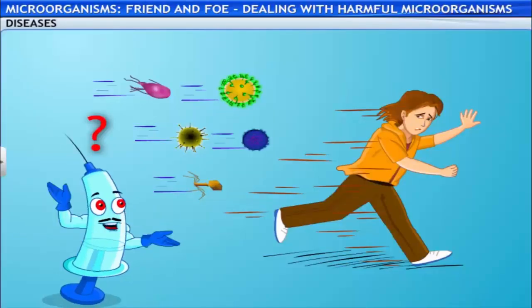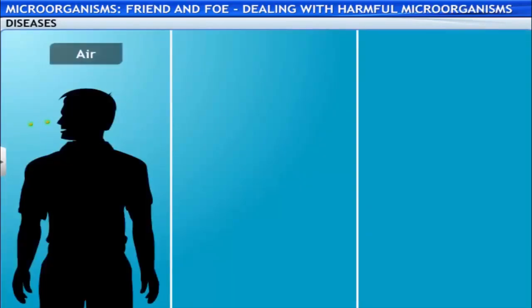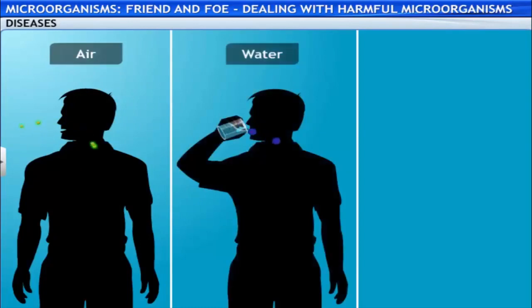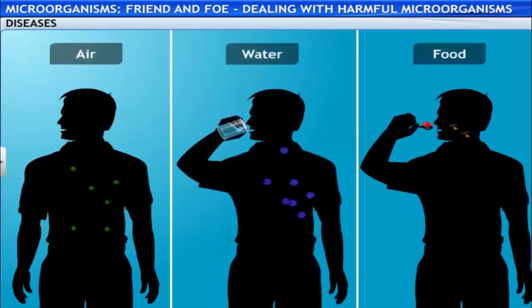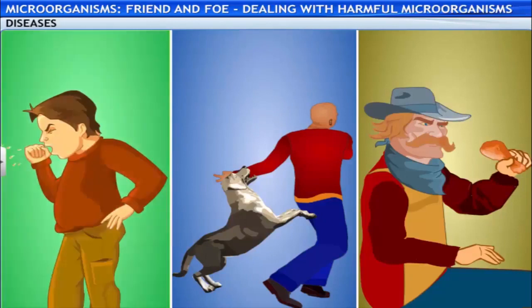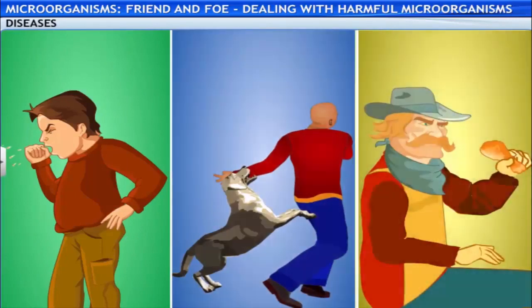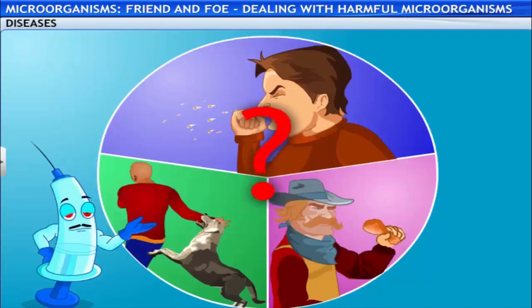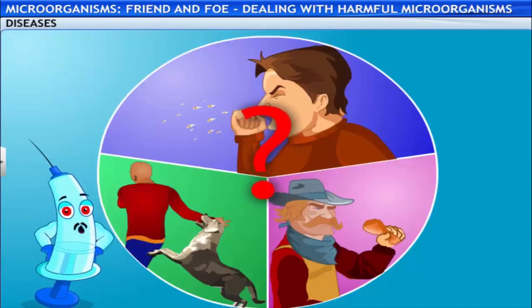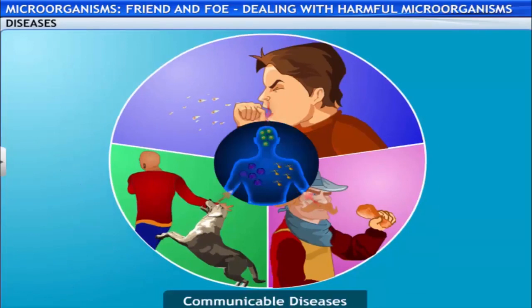How do pathogens infect humans? Pathogens enter our body through the air we breathe, the water we drink, or the food we eat. They can be transmitted by direct contact with an infected person or animal, or by eating meat prepared from an infected animal. Do all diseases spread through contact with an infected person or carrier? Not all diseases, Vex. Only communicable diseases.